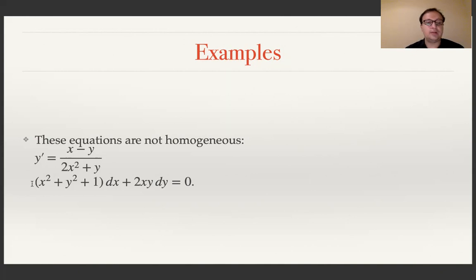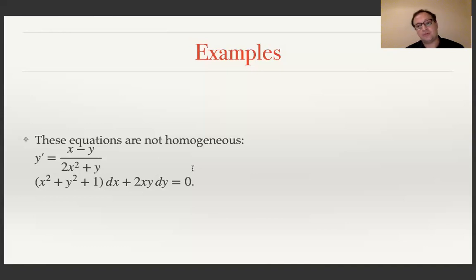And x squared plus y squared plus 1 dx plus 2xy dy is equal to 0. Here, the plus 1 does not match the degree of the other terms. So x squared plus y squared plus 1 is not a homogeneous function.